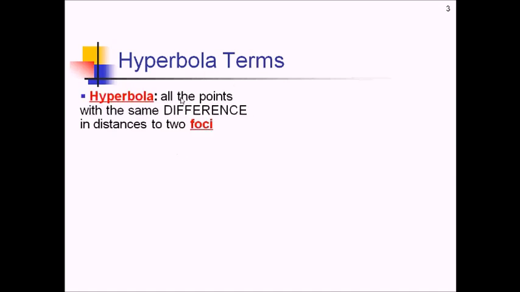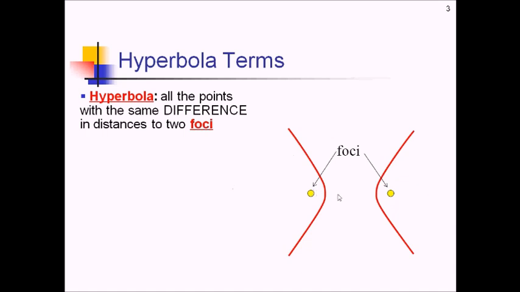A hyperbola is all the points with the same difference in distances to two foci. So here's a hyperbola, here's two foci. Every single point on this hyperbola, if you subtract the distances to the two foci, it's always the same. This is kind of like an ellipse where you had the same sum in distances to each of the foci, but it's now differences.